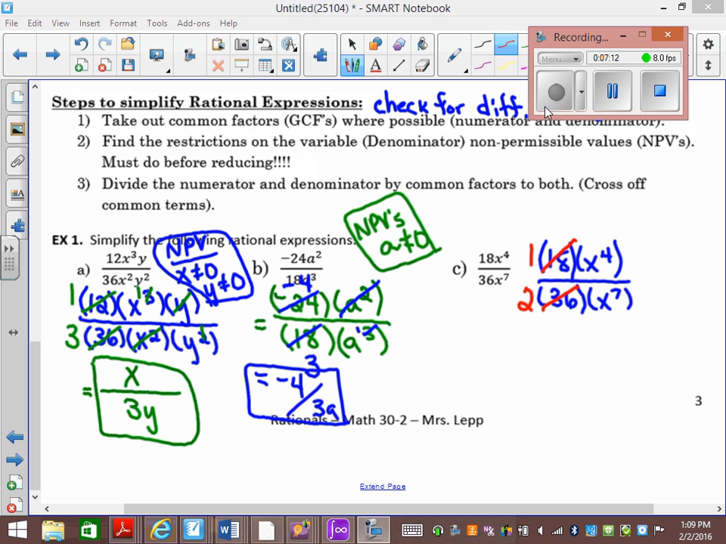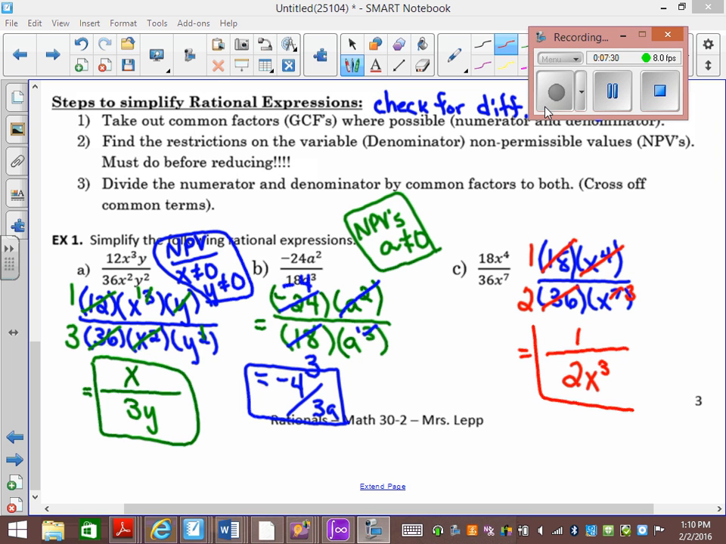And Paige, what can I take out of x4, x7? So I can take an x4 out of here and an x4 out of here. I'm left with x cubed. So on the top, I have 1 times 1 times 1, so 1. And the bottom, I have 2 times x cubed.